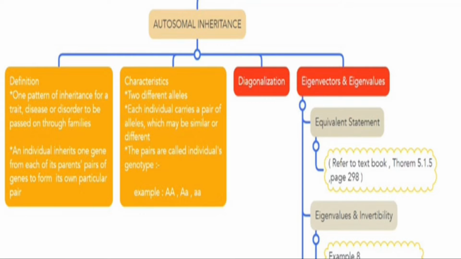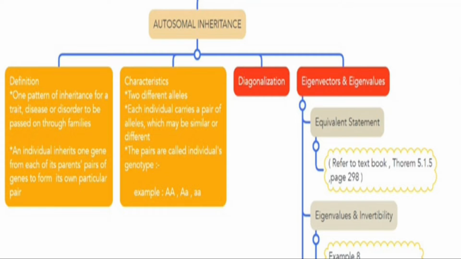In autosomal inheritance, each heritable trait is assumed to be governed by a single gene on a chromosome. There are typically two different forms, or alleles, of a gene. Each individual in a population carries a pair of alleles which may be similar or different. These pairs are called an individual's genotype, and there are three possible genotypes for a particular trait: both capital A, one capital A and one small a, or both small a.